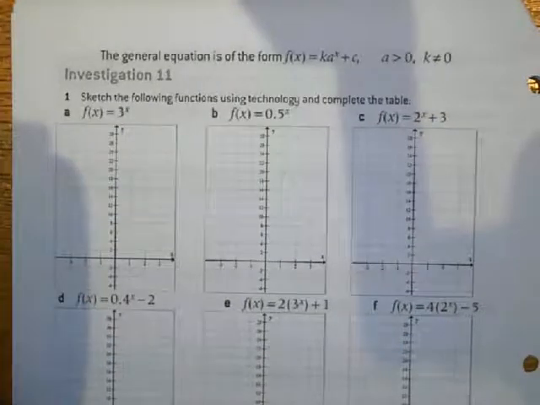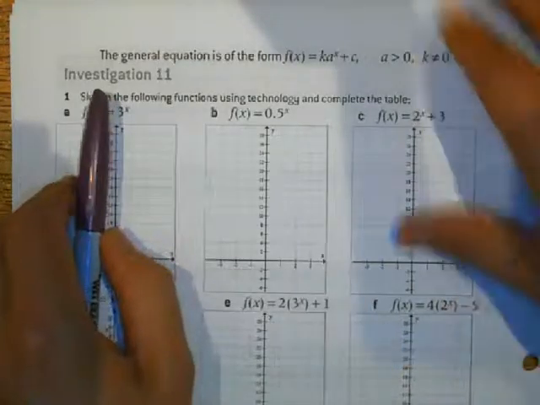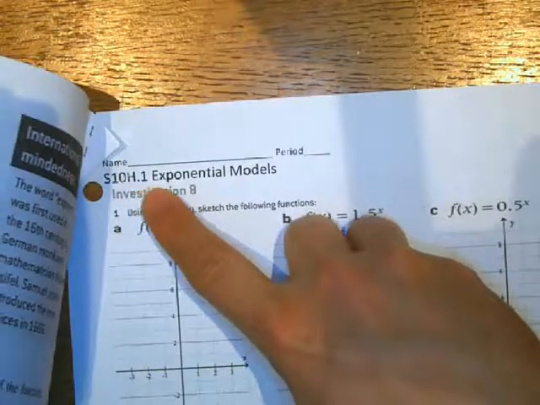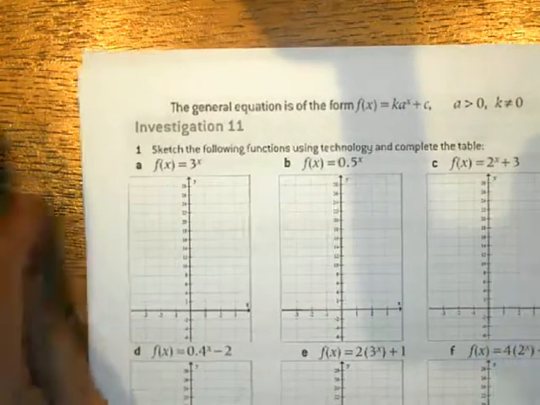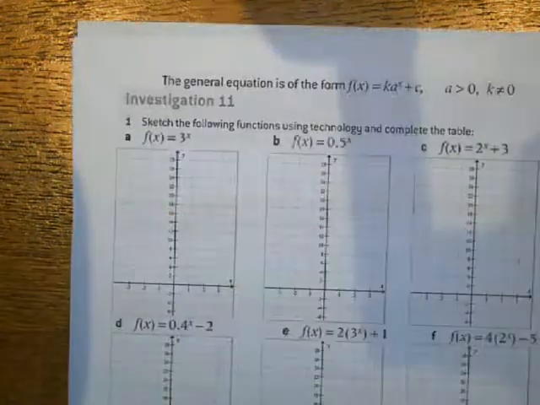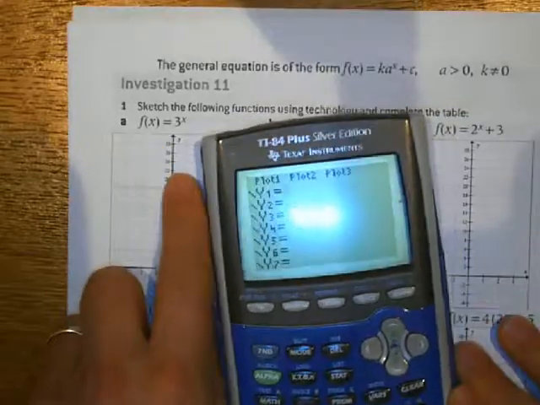Okay, so now we're going to continue our worksheet on S10H.1 exponential models. And where we left off was right here. So let's just do one example, and then you need to do this on your own, and I'll put on my answers for you to check your work.